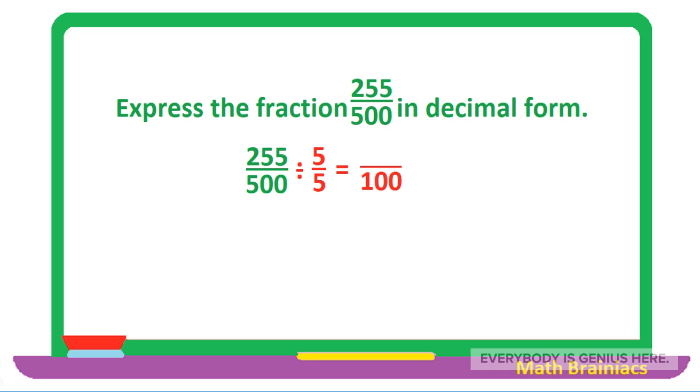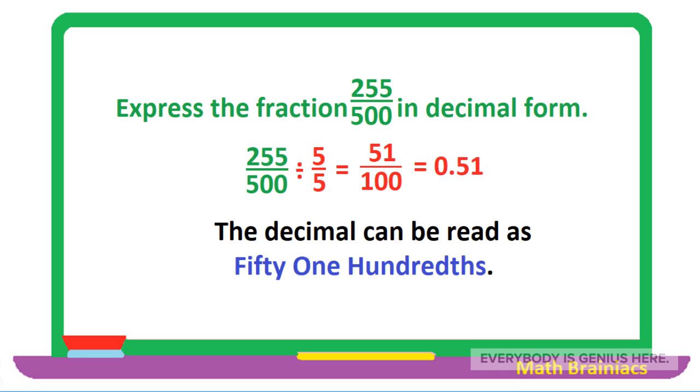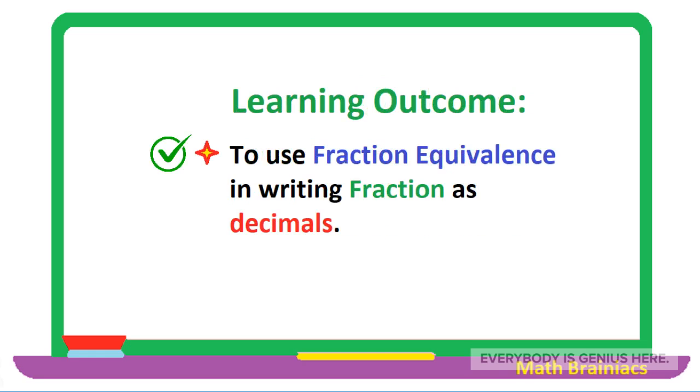Accordingly, 500 divided by 5 will give us 100, and 255 divided by 5 will give us 51. I want you guys to remember this. If we have two zeros on the denominator, we're going to write the decimal point on the numerator 2 places to the left. Correspondingly, it will give us 0.51. The decimal can be read as 51 hundredths.